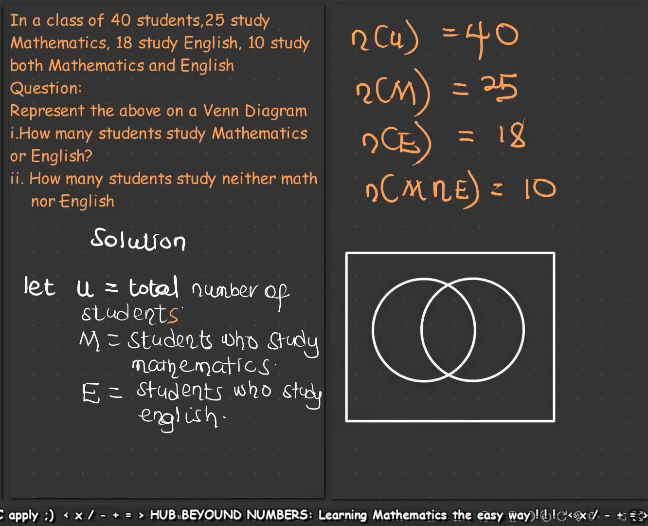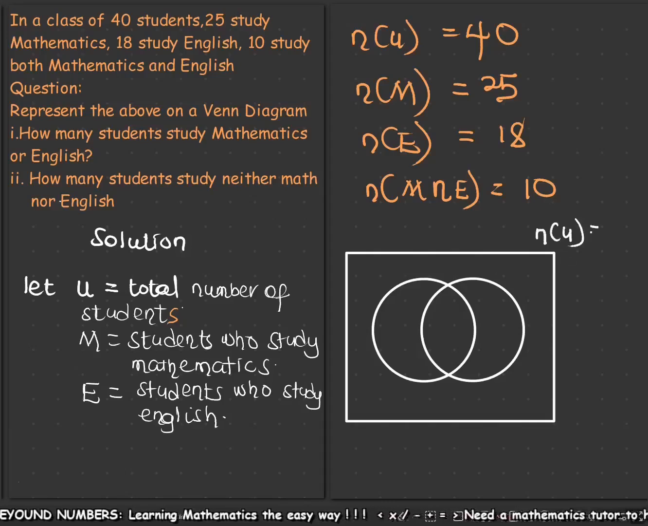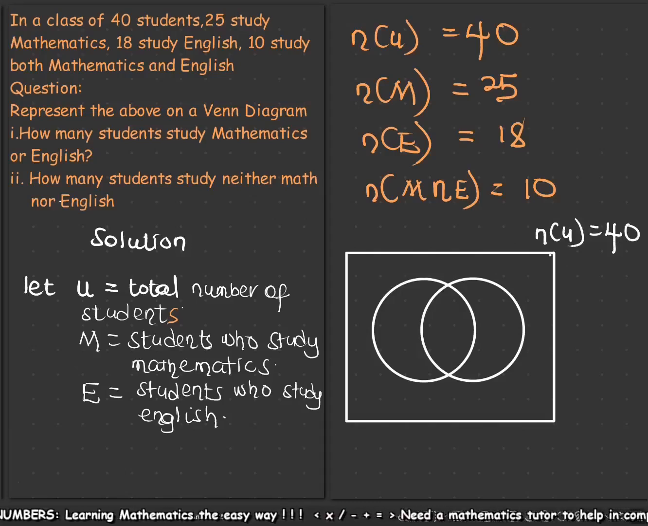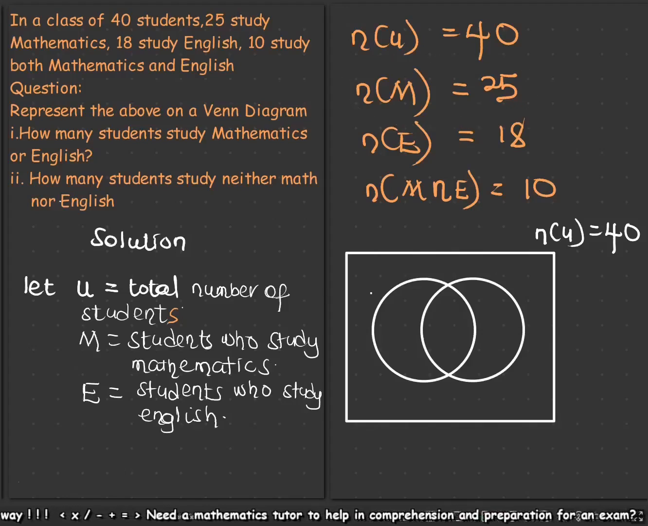You know your universal set has what? 40 elements. So you come here and say your universal set equals 40. You see, you are doing your major labels. Then you know the total number of students who study maths is what? 25. So you come and say the number of students who study maths is 25.